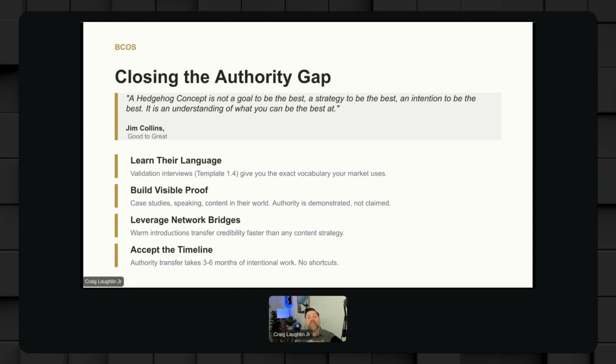Fourth, accept the timeline. 3 to 6 months of intentional work. That's the honest answer. The coaches who accept it and work it consistently, they're the ones who break through. The ones who expect overnight authority, they're the ones who quit. And I've seen it multiple times.